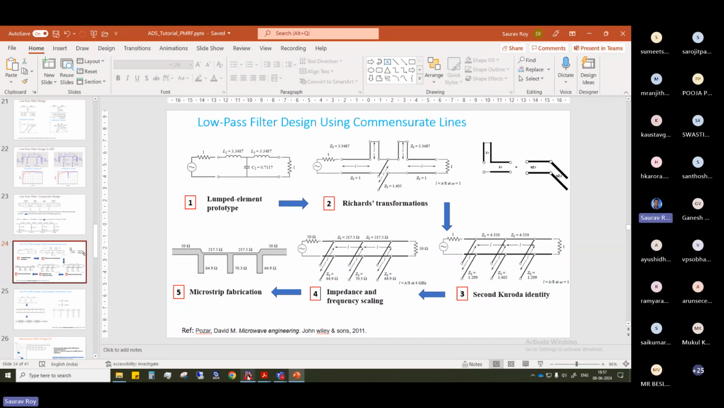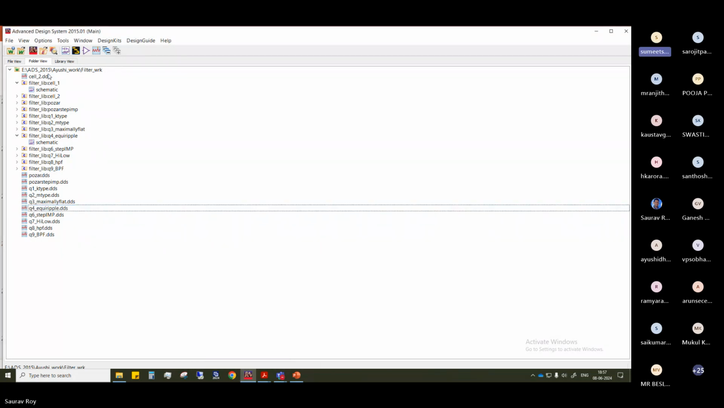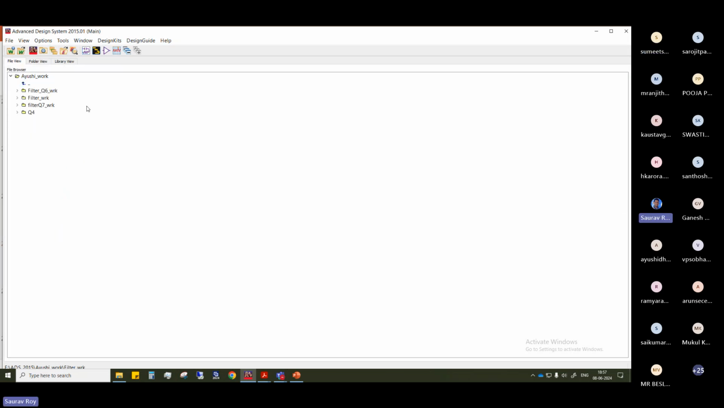So similarly, in ADS, we have designed the same equiripple filter or the same maximally flat filter we have designed so far. The same we will try to replace using this transformation theory.